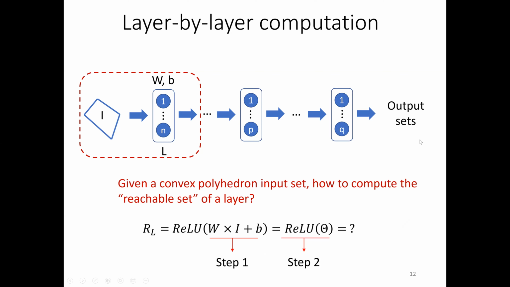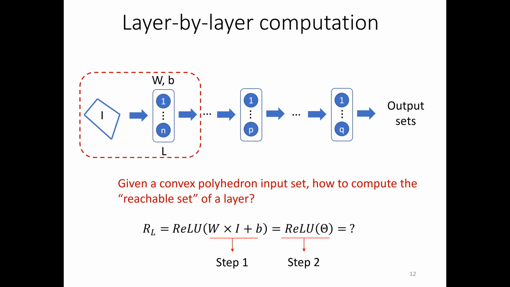How does the output set look, how many forms do you get in the output set, depending on the number of layers that you are working with?